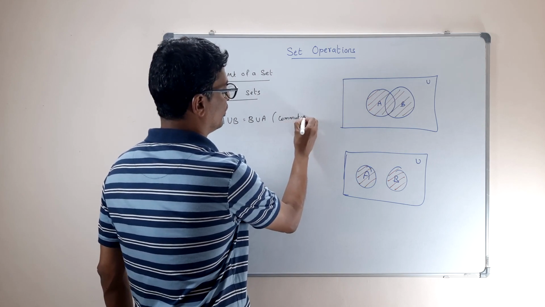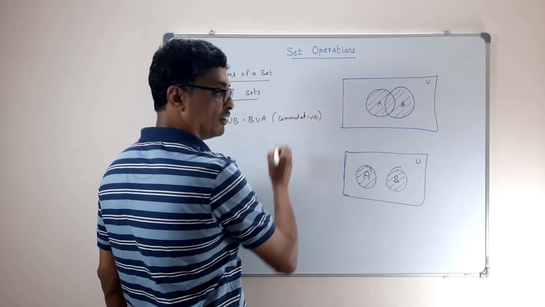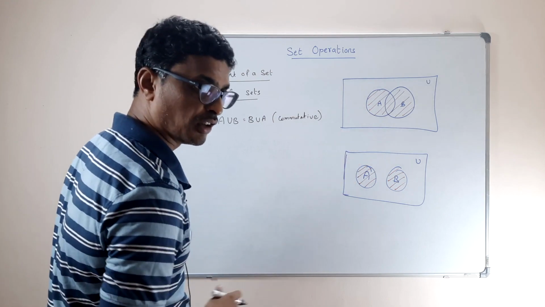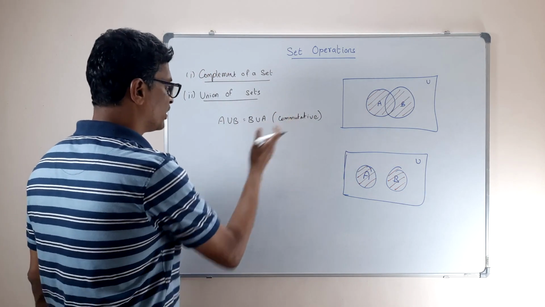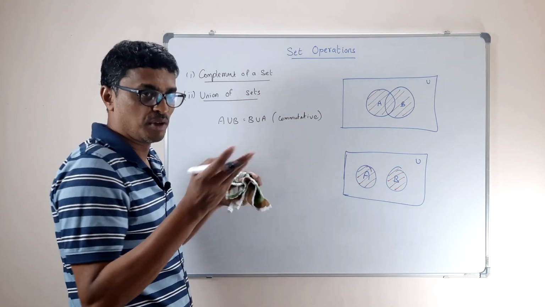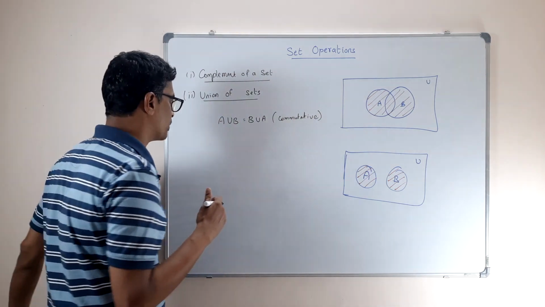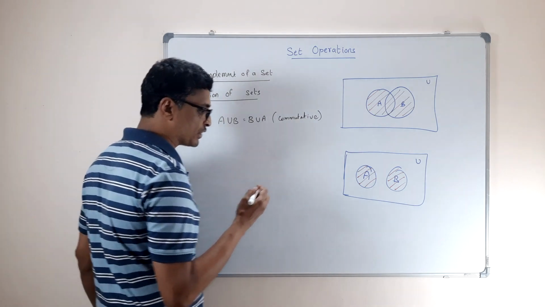Commutative. Don't you remember? Everywhere we do this, in matrices also we were doing this. This property is called commutative: A into B is equal to B into A. That's a commutative property. And then what you have is associative property.